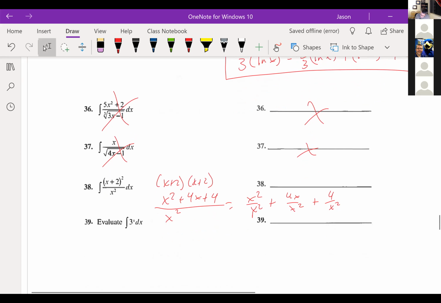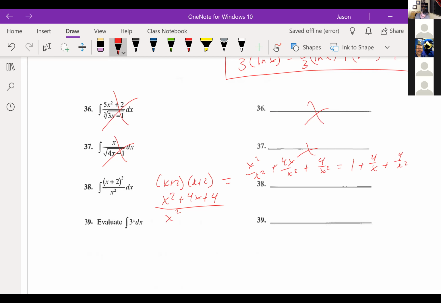So this thing then becomes x squared over x squared plus 4x over x squared plus 4 over x squared, okay, which is going to be equal to 1 plus 4 over x plus 4 over x squared. Now I want to integrate this, right? Integrate that with respect to x. So that's just going to be x. This right here is going to be natural log of x. It's just going to be plus 4 natural log of x. Okay, we could put absolute value bars there.